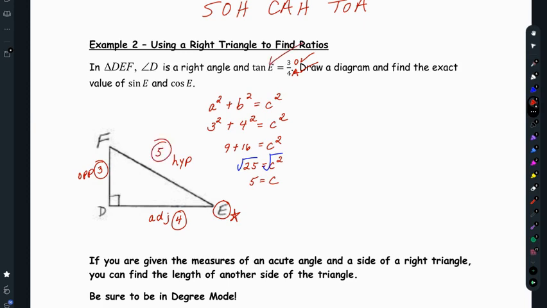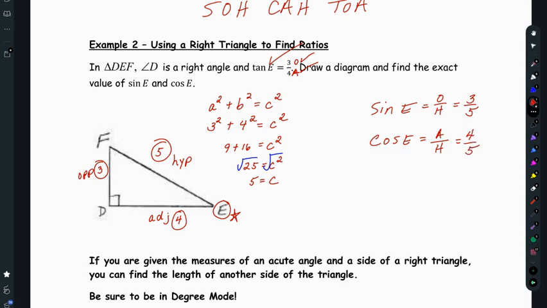So we're given the tangent of E. All we have to do now is find the sine of E and the cosine of E. We're just finding the ratios. We know that sine is "soh", it's O over H. We know that cosine is "cah", it's A over H. And we're just going to go ahead and look at our diagram and fill those in. So the opposite side is 3 and the hypotenuse is 5. The adjacent side is 4 and the hypotenuse is 5.